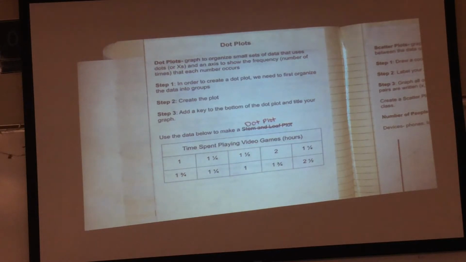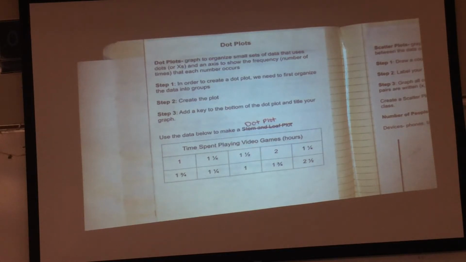What is a dot plot? Read it, Ethan. You have to organize small sets of data that uses dots or X's and shows an axis to show the frequency or number of times that each number occurs. Okay, so to create a dot plot, we need to organize the data into groups. To do this, it's easier to make a frequency table to help us with this.